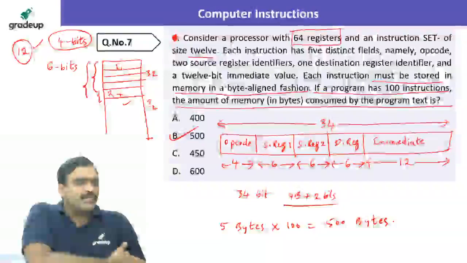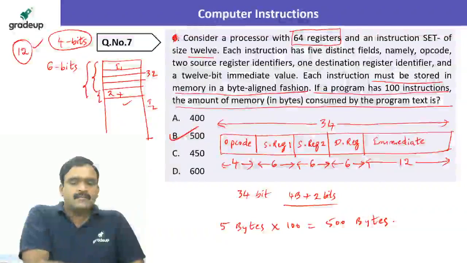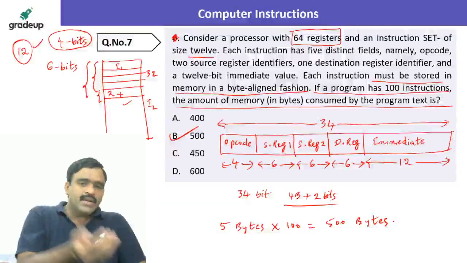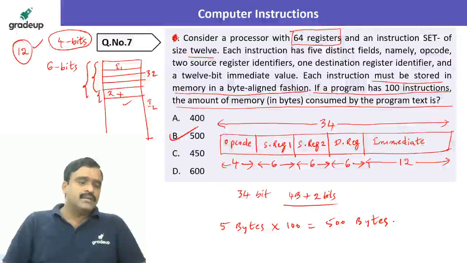Rishabh Pandey, it is not 450, because it is stored in a byte-aligned fashion. Every new instruction has to start in a fresh byte.